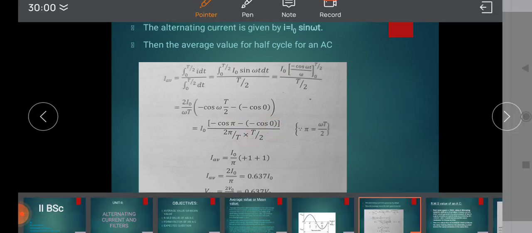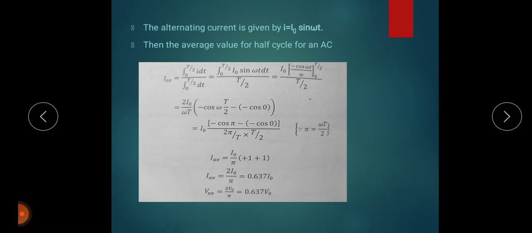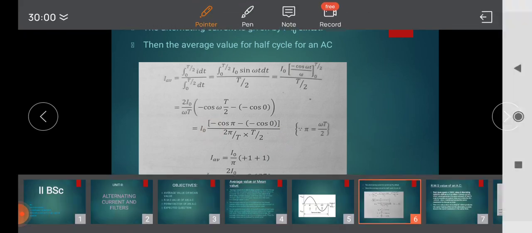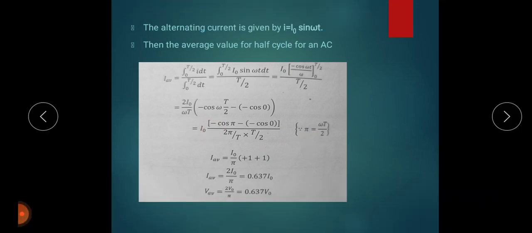Then next, substitute the value of omega. Omega is 2 pi divided by T, and here the remaining is T divided by 2. I naught is as it is. The next, I average is equal to I naught. Here T gets cancelled, 2 gets cancelled. Here I naught divided by pi.